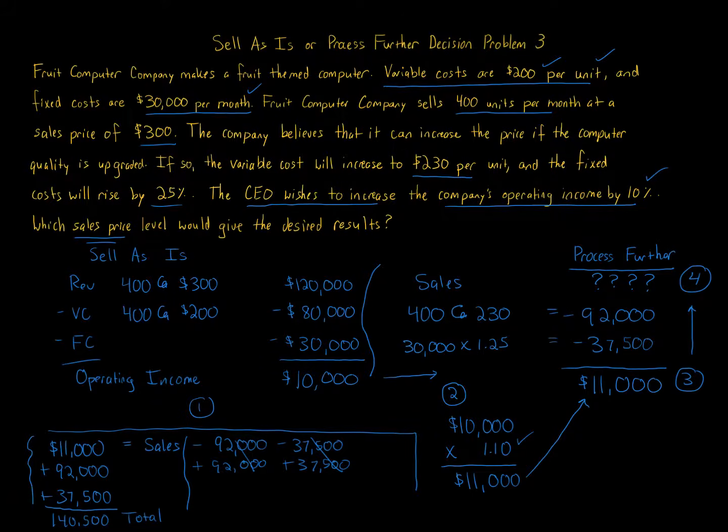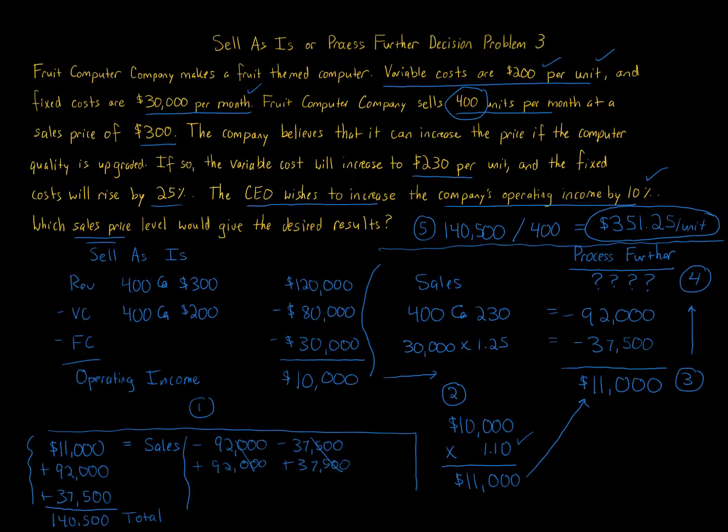Finally, the last step in this question, step 5. We take the $140,500 that we just calculated and divide it by the number of units sold, 400 units. We get the price per unit, $351.25 per unit, and that is our answer.